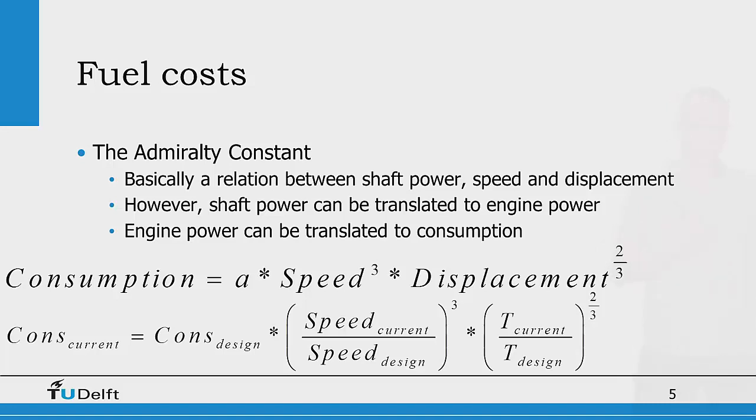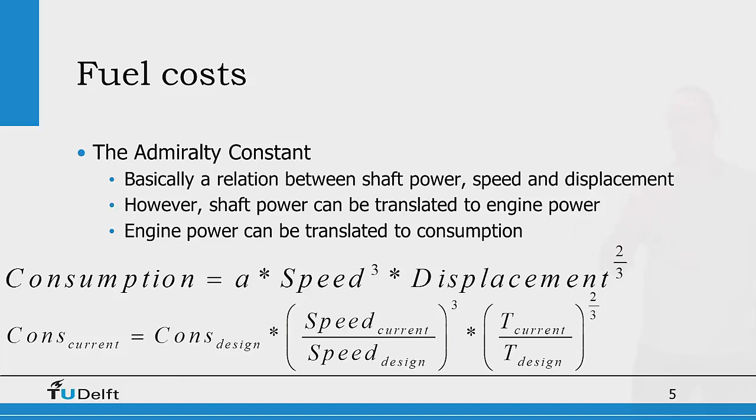So we don't need to know A, we can have the consumption at the current speed by taking the consumption at the design speed and multiplying it by the fraction of the current speed divided by the design speed to the third power, and by dividing the draft of the current design by the draft of the design speed to the power of 2/3. It says draft here and not displacement.